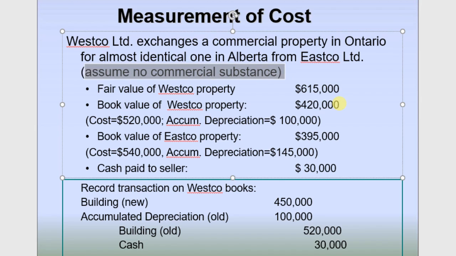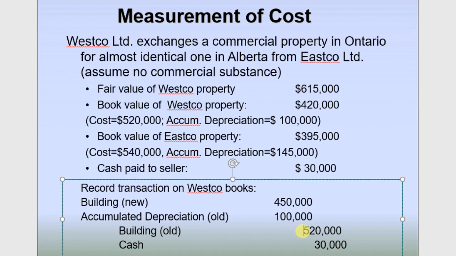So if there's no commercial substance, then you do not record a gain or a loss. All you do is you carry the book value into that new asset. Now this looks a little more complicated, but it's not too bad. So let's just go through this. We are Wesco. Notice that our book value is $420,000. We don't actually care about the fair value because if there is no commercial substance, we're not going to record a gain or loss. So we're not going to subtract these two numbers and calculate a gain or loss.